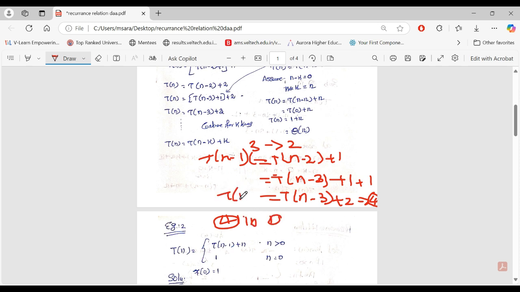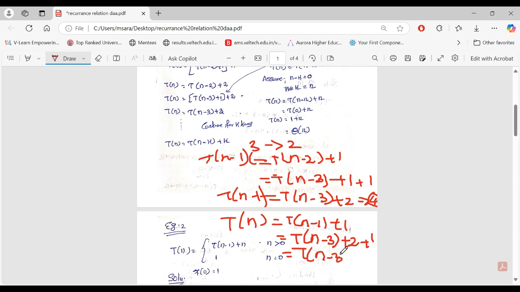This becomes T of n minus 1. So substituting the fourth equation into the first equation, we got T of n equals T of n minus 1 plus 1. For that we got the value T of n minus 3 plus 2. Then this plus 1 we have to add. So we got T of n minus 3 plus 3. This becomes equation number 5.